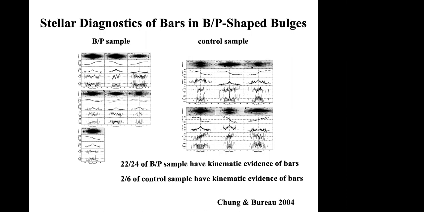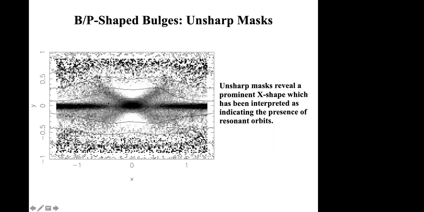Another way of doing this is if you look at a galaxy and you produce an unsharp mask. An unsharp mask is a way of looking at the very fine structure only. So you take an image and then you blur that image and then you take the difference or the ratio of those two images. You end up looking at the sharp detailed structures in the galaxy. I'm showing you this in a simulation, and the same is done for real galaxies.